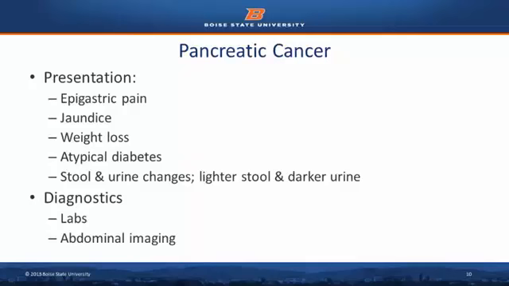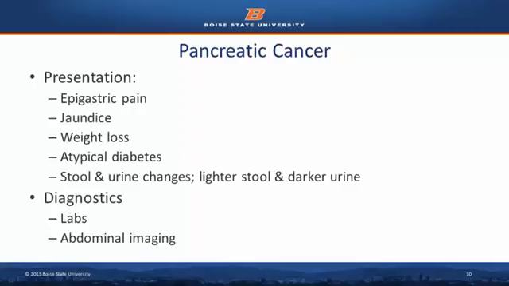In an elderly patient newly diagnosed with diabetes, or any patient without risk factors and development of diabetes, you should consider the possibility of pancreatic cancer. For patients highly suspicious for pancreatic cancer, a CT with contrast is a diagnostic of choice.